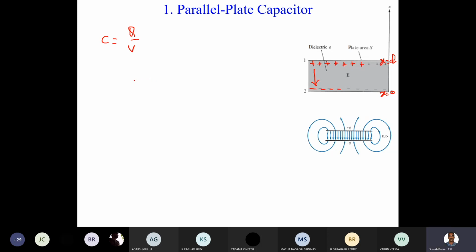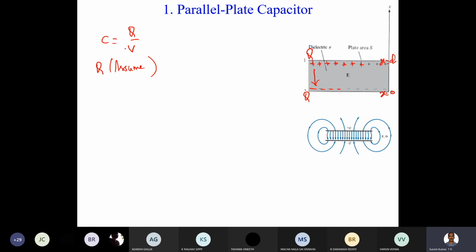Now we have to find Q. You have to assume Q. How will you calculate Q? Q can be taken as the amount of charge on the top plate, or the amount of charge on the negative bottom plate. So no need to calculate anything, right? Q can be assumed. Q is the charge on one plate, the total charge.